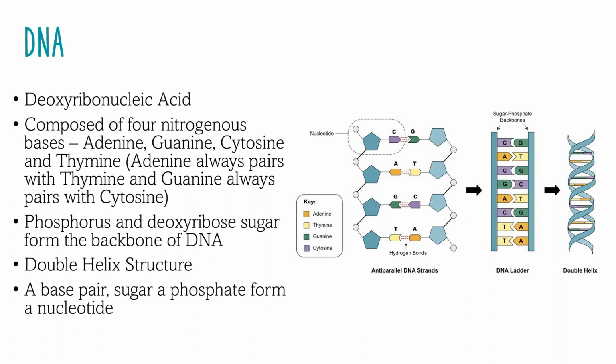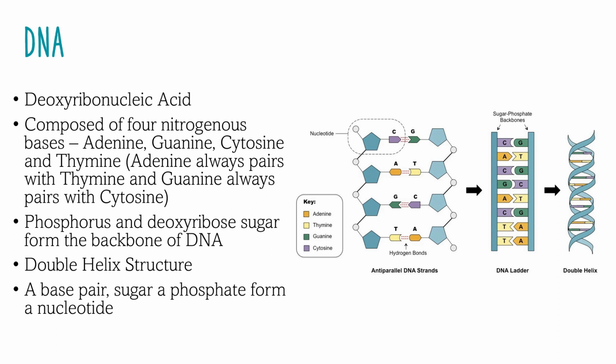DNA is composed of 4 nitrogenous bases: adenine, guanine, cytosine, and thymine. The bases adenine and thymine will always pair together, and guanine and cytosine will always pair together. One way I like to remember is a tree and car in the garage.